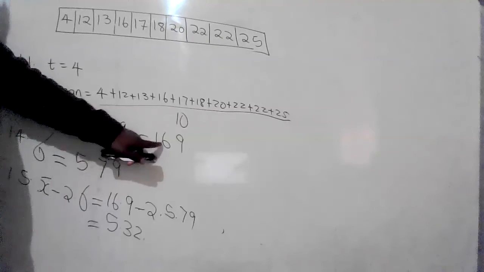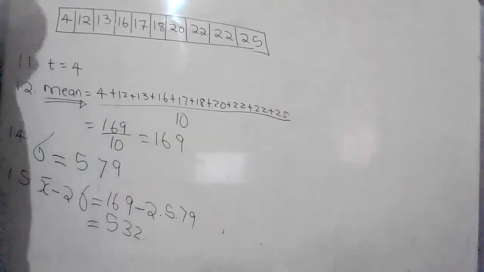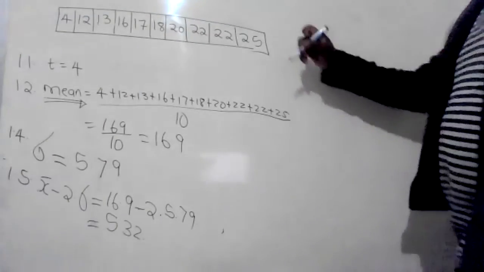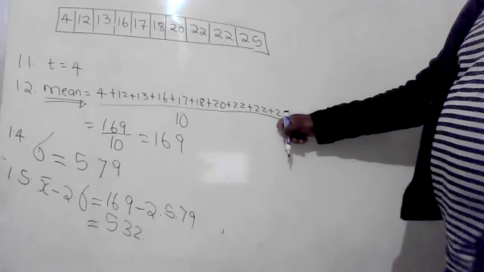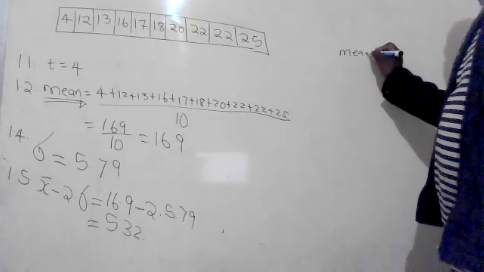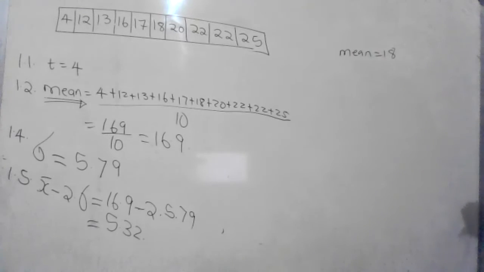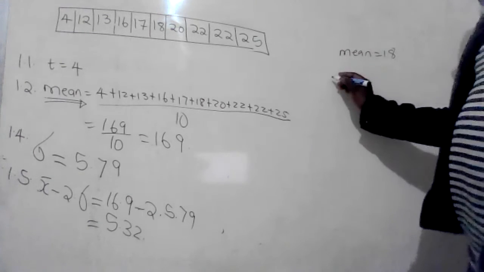Remember, the mean of the previous team was 16.9. And now we are told that the mean of this team with that team combined is equal to 18 minutes. So we are now required to calculate the value of X. So the question is, how do you do that? This is how we do it.